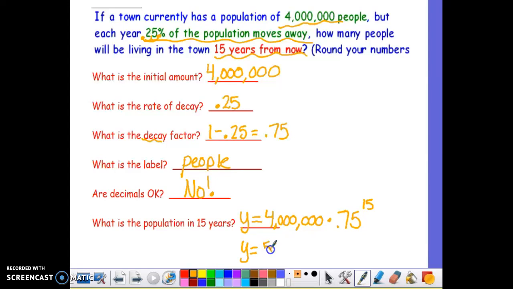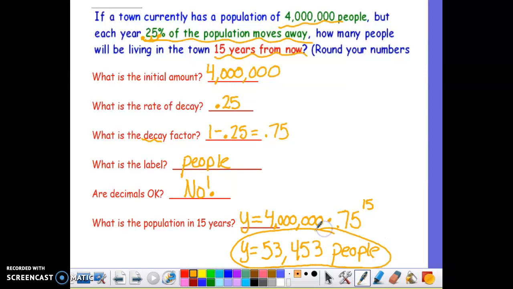The population in 15 years is going to be 53,453, and it has to be people. 53,453 people.